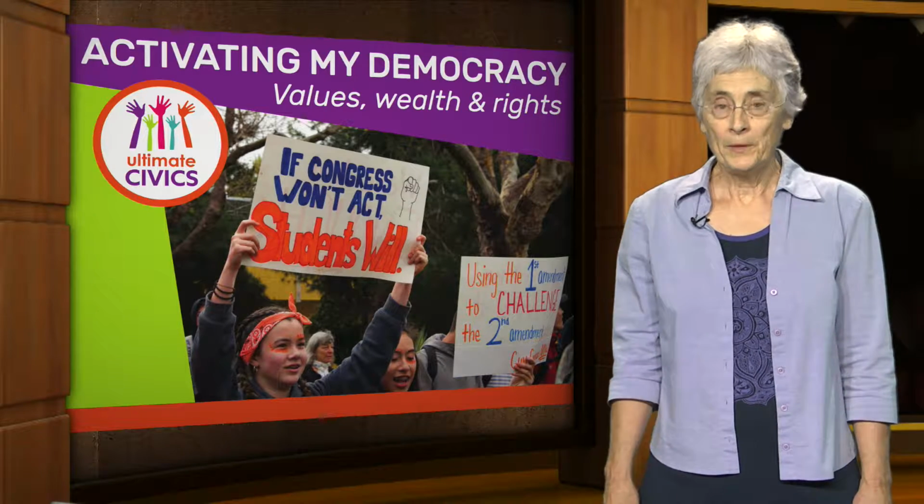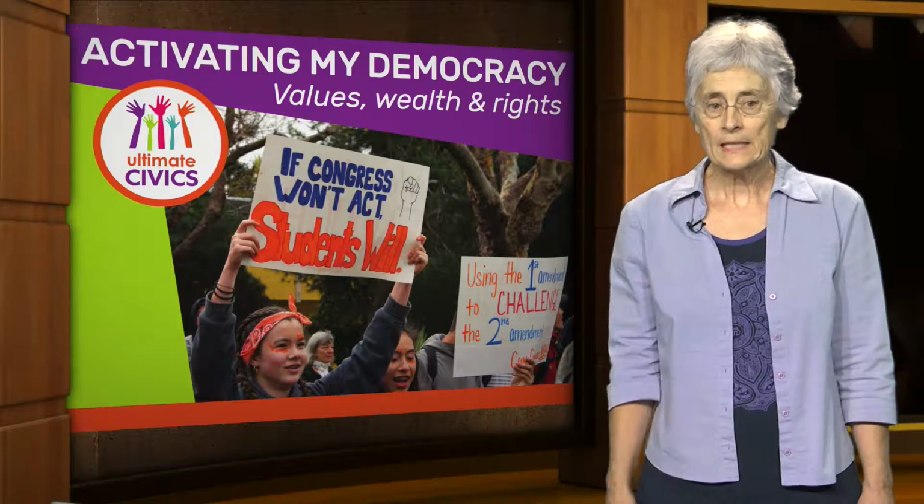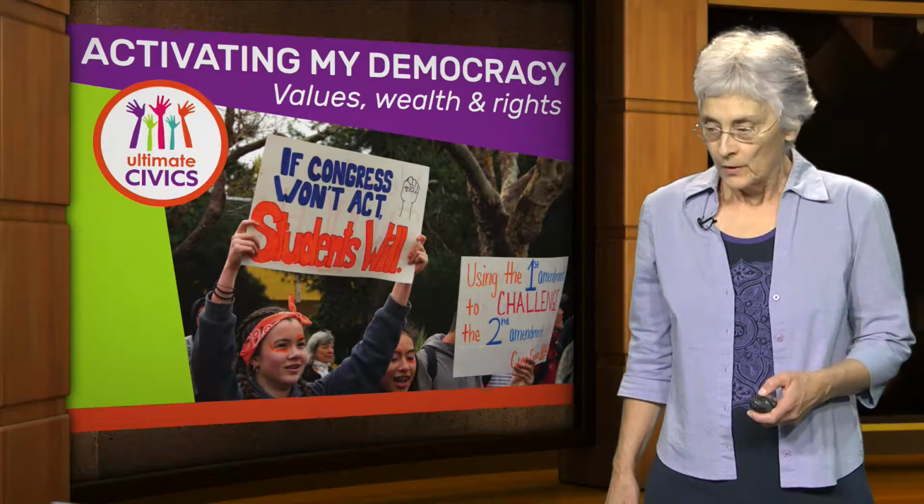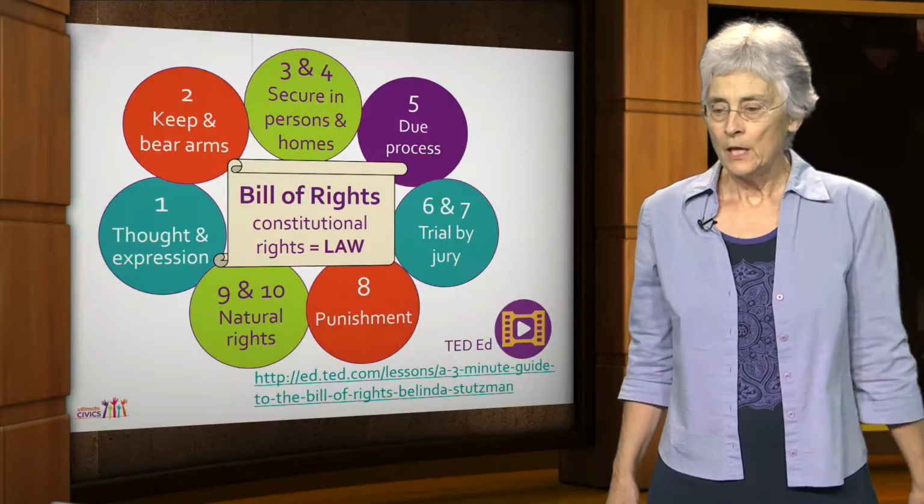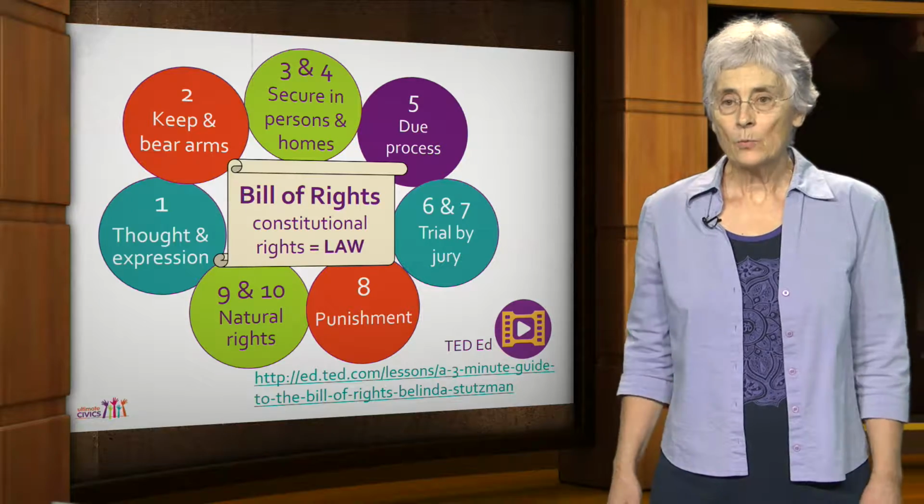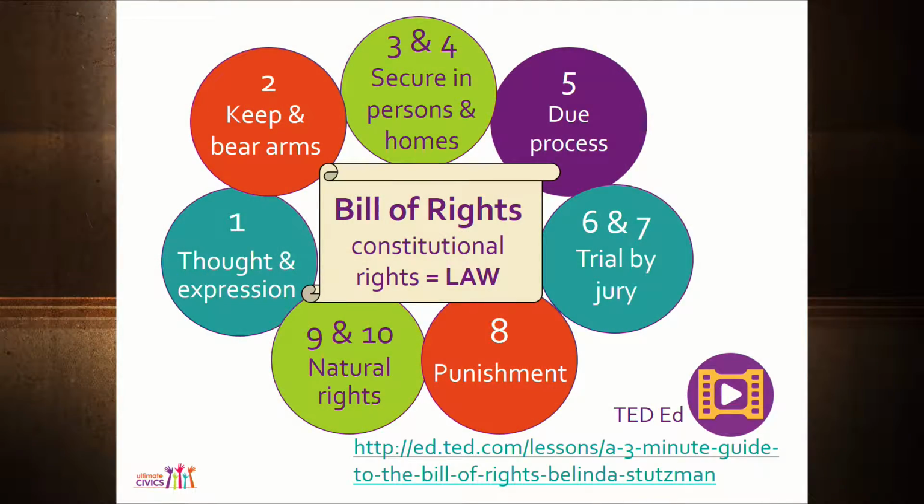I'm Ricky Ott, and we are back now with the second part of Lesson 2, Activating My Democracy on Values, Wealth, and Our Rights. We're going to dive right in to the Bill of Rights. This is for middle school, and we start with a TED Ed video that rapidly goes through all 10 of our Bill of Rights and explains in an interesting way for youth what these are.